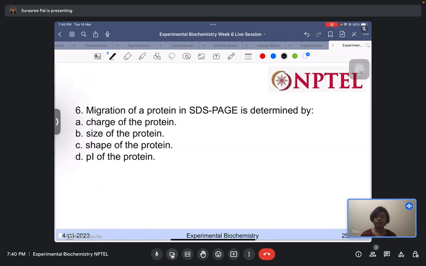Next question. Migration of a protein in SDS PAGE is determined by which of the following? Charge, size, shape and pI of the protein. So the correct answer is only the size of the protein. The molecular weight or the size of the protein determines the migration.